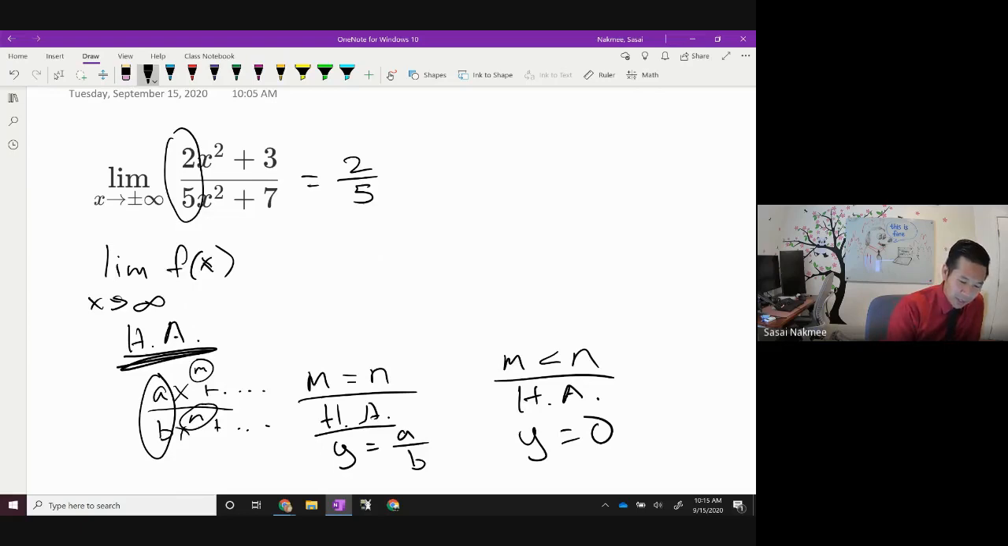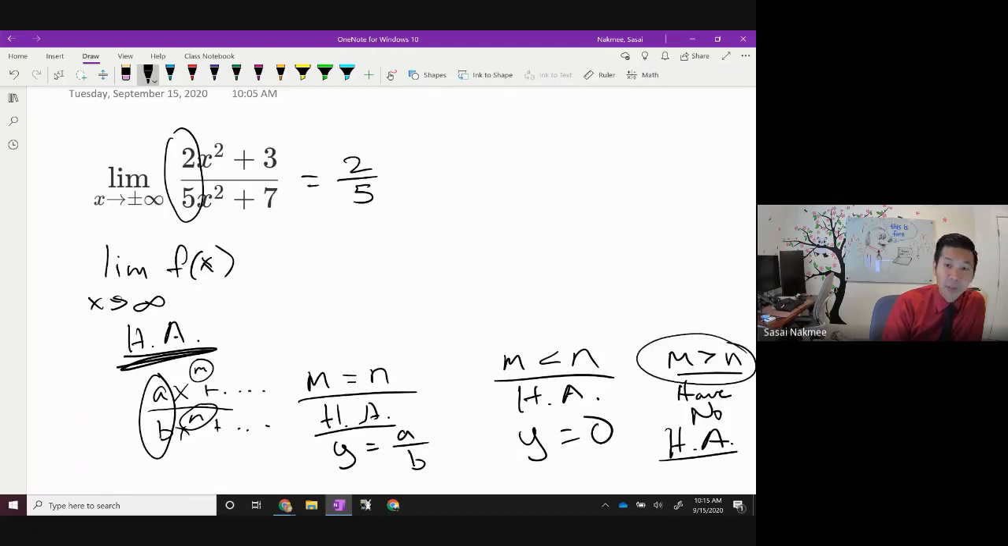And last but not least, if m is greater than n, then you have no horizontal asymptotes, right? That thing's going to go off towards infinity or negative infinity, and that's what you need to work on to figure out, is it positive infinity or negative infinity? And that's only if the degree of the numerator is greater than the degree of the denominator.